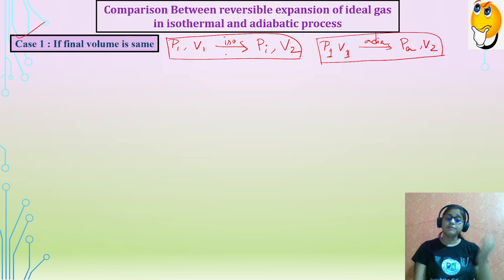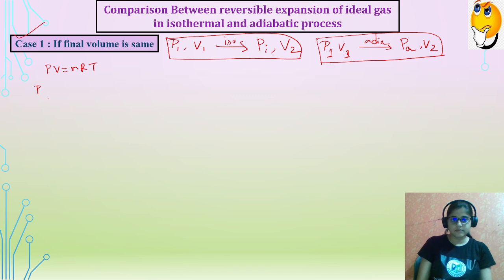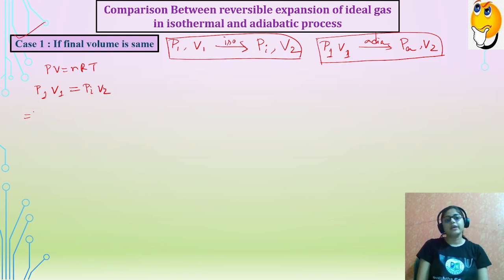Now for isothermal, the ideal gas will follow the PV equal to nRT formula, right? So we can write that P1 V1 is equal to Pi V2. From here, if we write the ratio Pi by P1, then this is multiplied with V2, so V2 will be there and V1 is there. Fine, this is for isothermal.